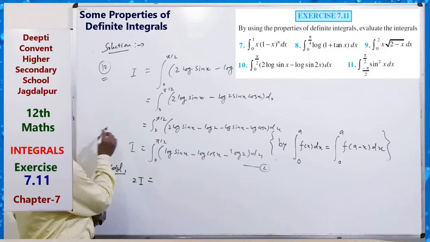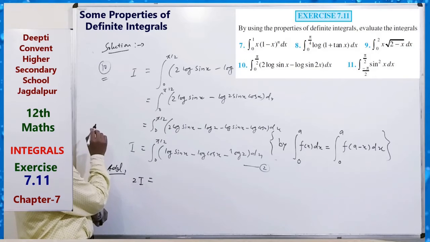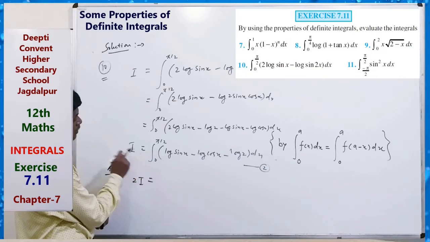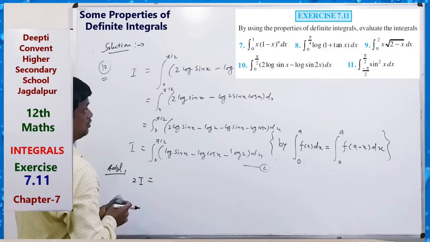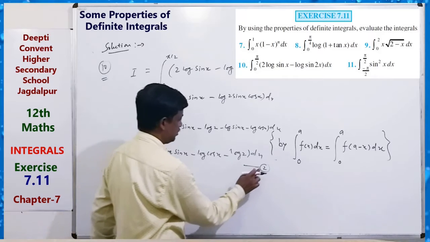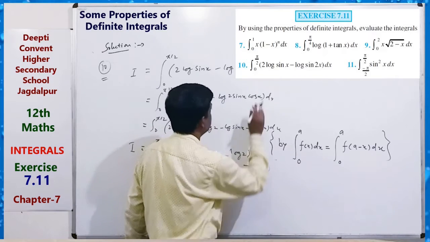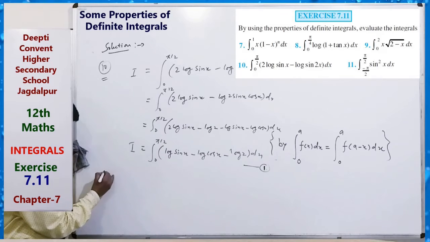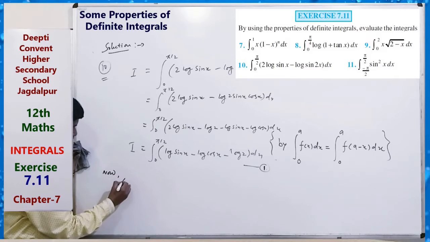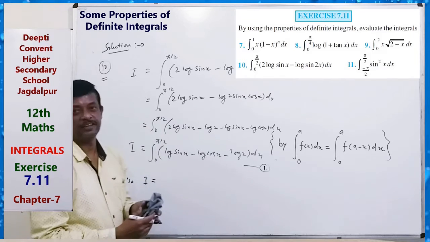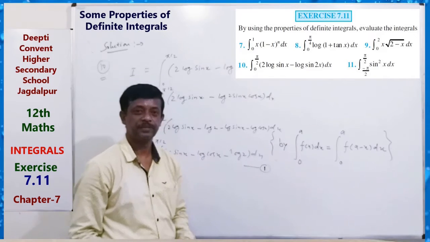Consider this is I. This is equation 1. Not this one, this is equation 1. Now also we can write here and apply this formula.